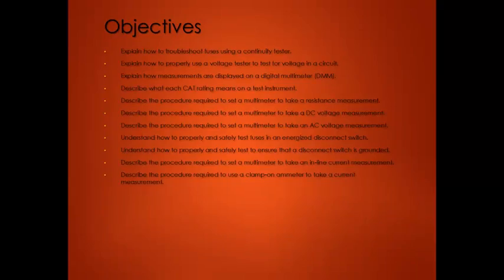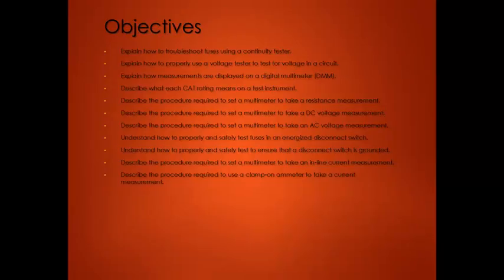The objectives in this learning plan are: explain how to troubleshoot fuses using a continuity tester. Explain how to properly use a voltage tester to test for voltage in a circuit. Explain how measurements are displayed on a digital multimeter. Describe what each CAT rating means in a test instrument.